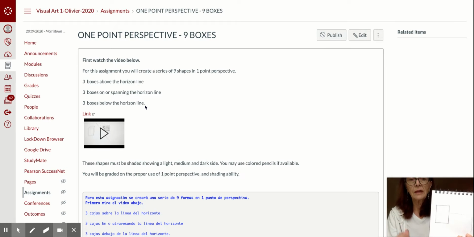Okay, let's say you're going to start there. Start with the shape. It's a square or a rectangle. All right, once you have that, you're going to connect the corners of the square or rectangle to the single vanishing point.